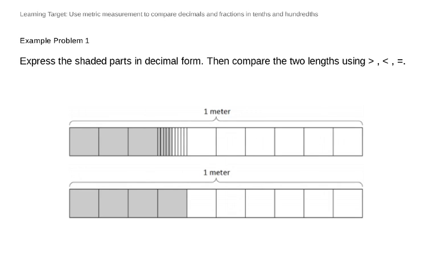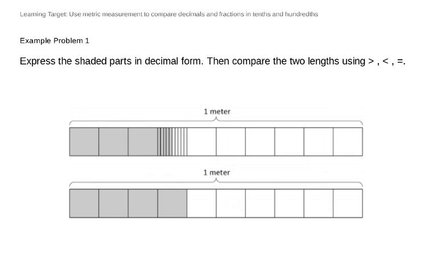All right, this video focuses on using metric measurement to compare decimals and fractions in tenths and hundredths. So let's get started looking at example problem number 1. Express the shaded parts in decimal form, then compare the two lengths using greater than, less than, or equal to.